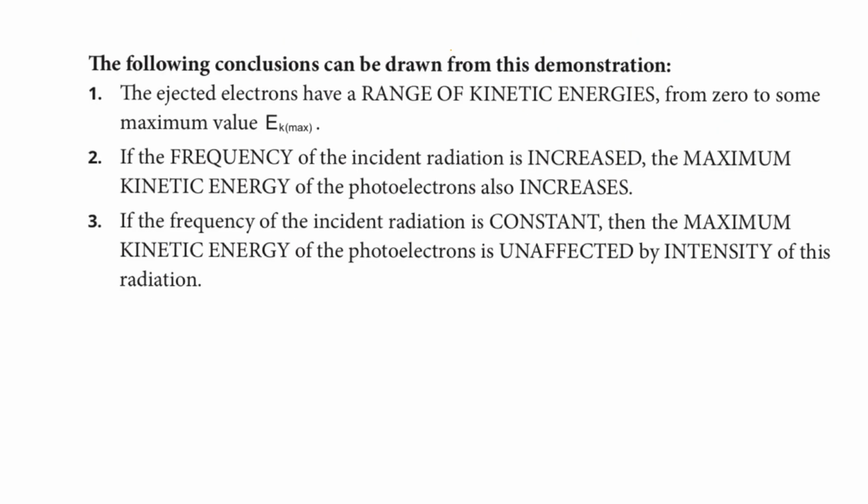Right, the following conclusions can be drawn from the demonstration. The first thing is ejected electrons have a range of kinetic energies from 0 to an EK max. If the frequency of the incident radiation is increased, the maximum kinetic energy also increases, but the current doesn't increase. If the frequency of the incident ray is constant, the maximum kinetic energy of photoelectrons is unaffected by the intensity.